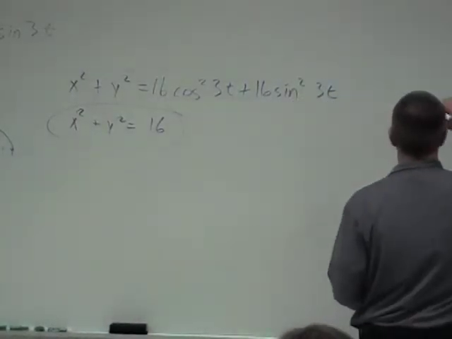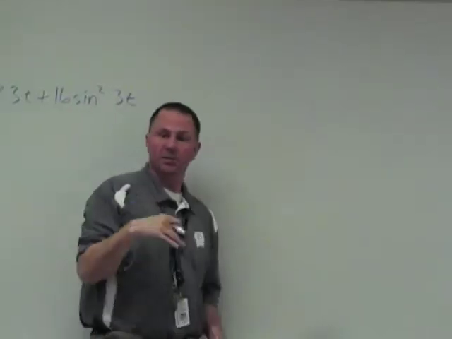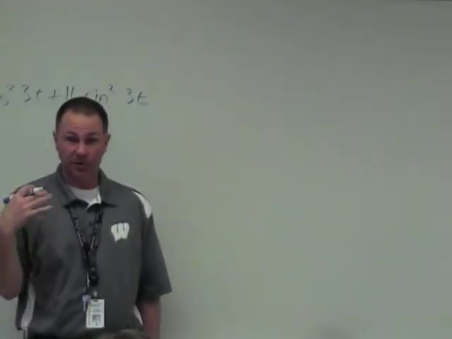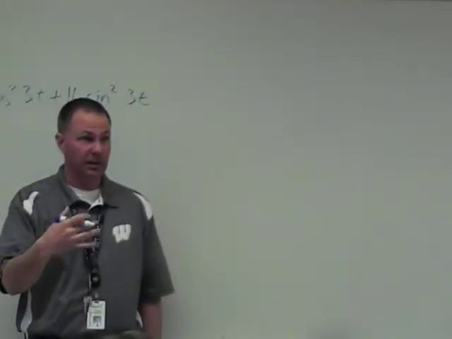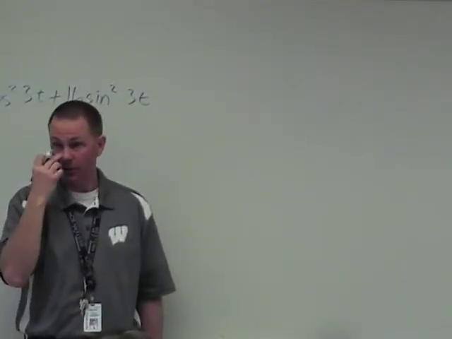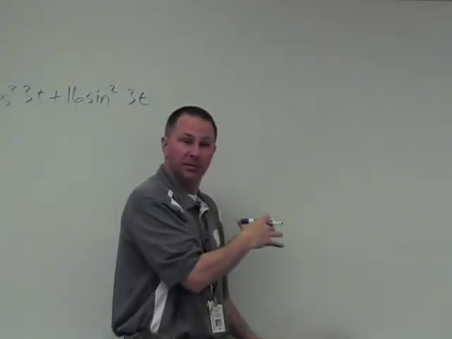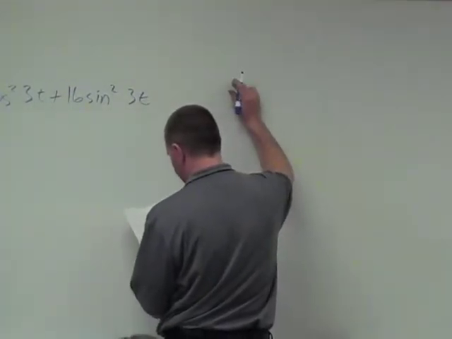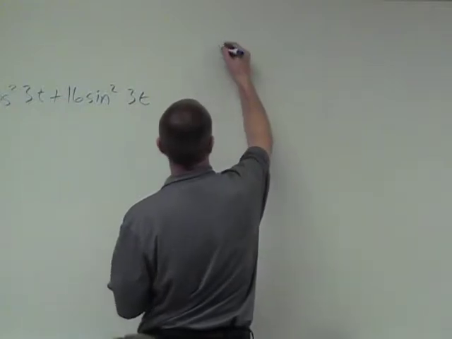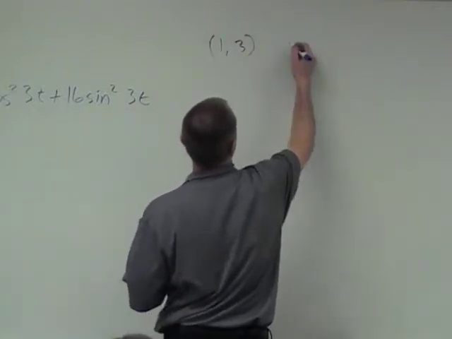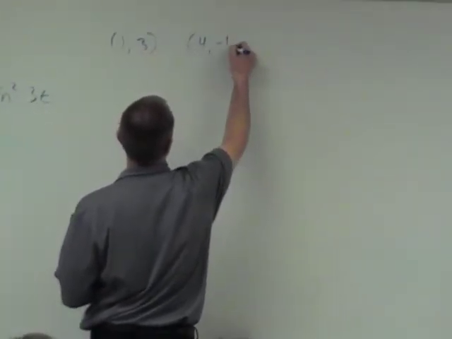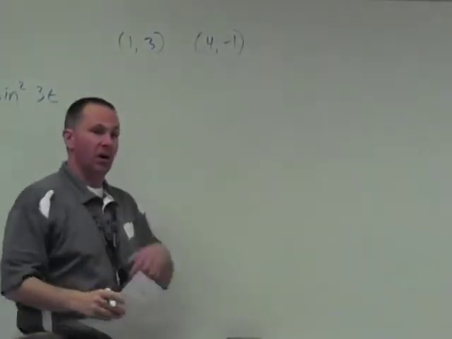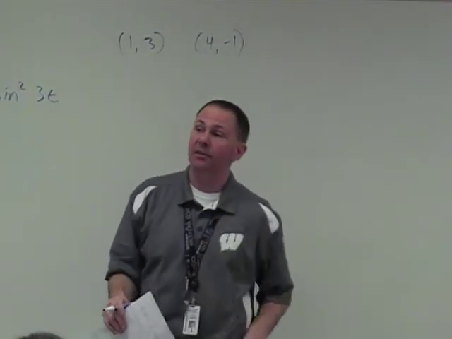Let's do something simple. At the beginning of yesterday's assignment, it was really easy, right? You just had x, y, and t. You didn't have any trig functions. So what we're going to do here is work that backwards. Let me make this up: 1, 3, and 4, -1. Given 2 points on a line that is graphed.